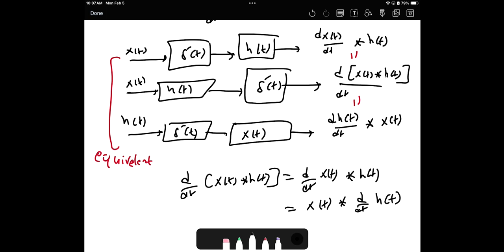And you can see that it's again an LTI system, so whenever you swap any of those, it should be the same. This is the property of the LTI system. Clear?